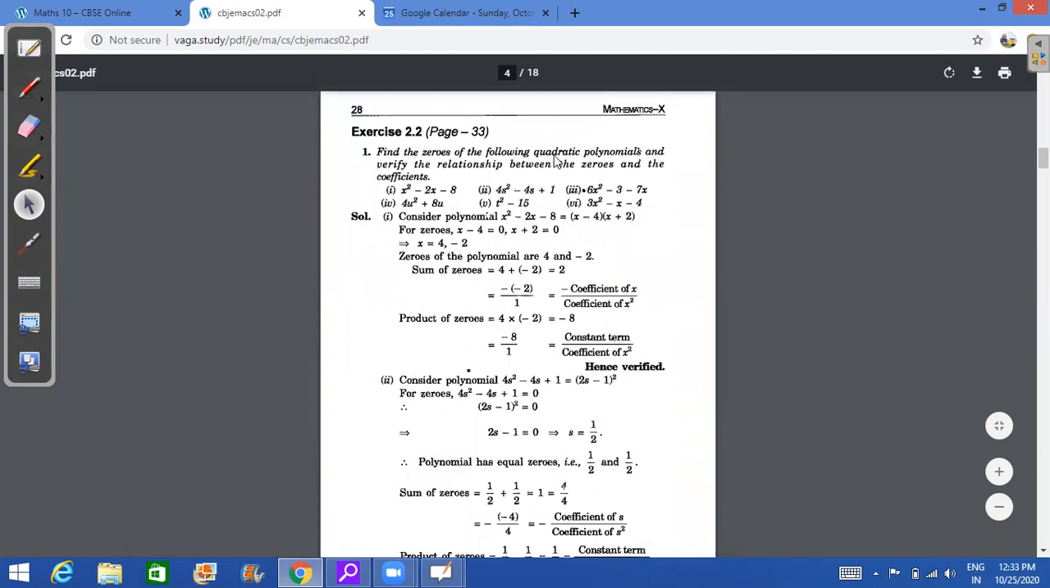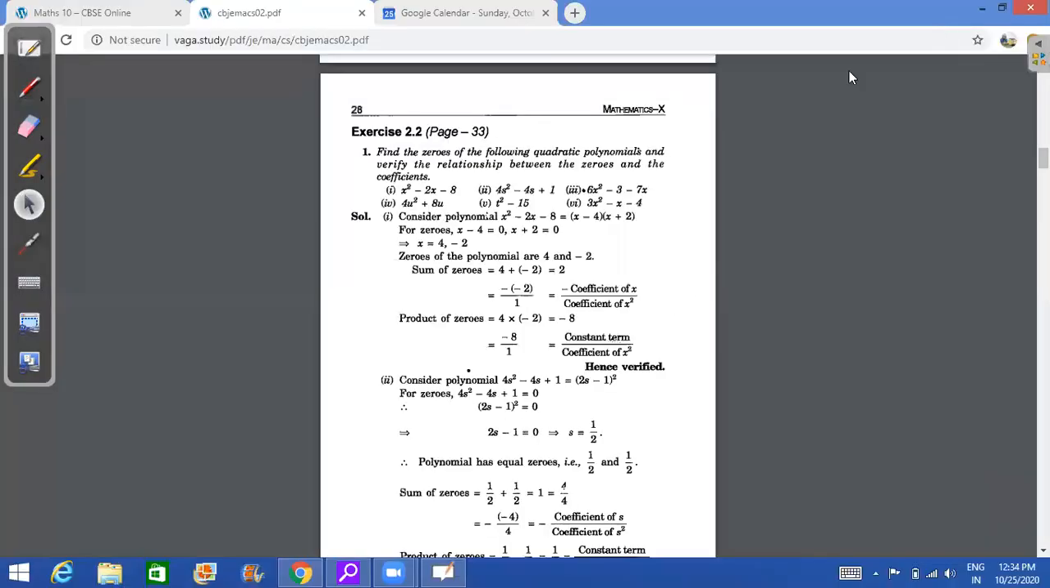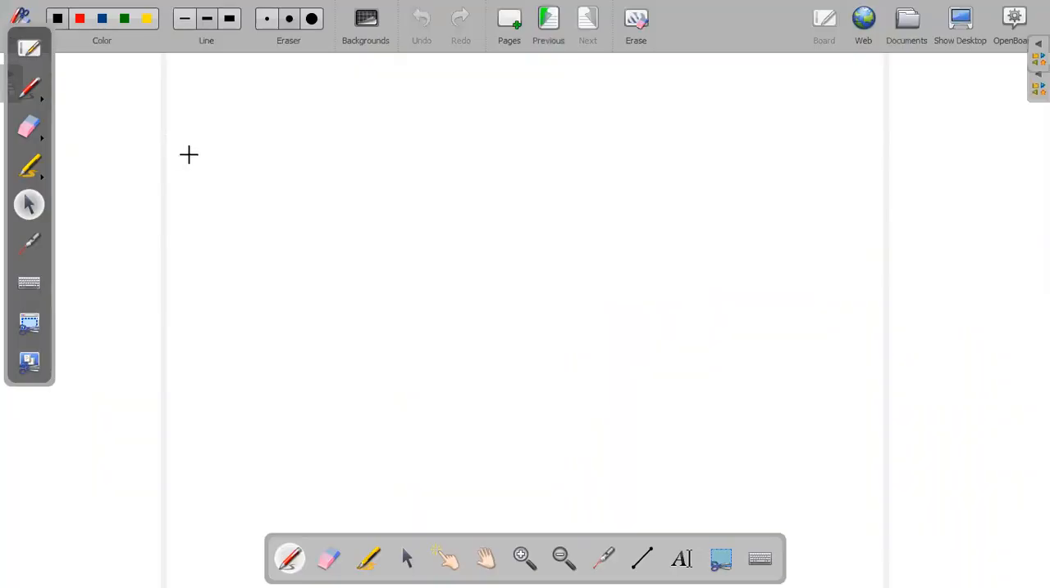In 2.2, the question is: find the zeros of the following quadratic polynomials and verify the relationship between the zeros and the coefficients. You have to find the zeros and then you have to verify. So I'm taking this question, x square minus 2x minus 8. That's your first question, x² - 2x - 8.